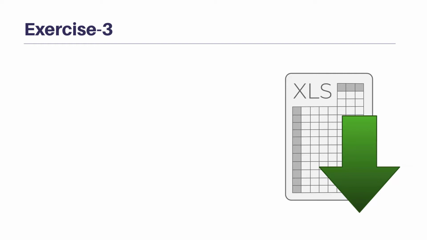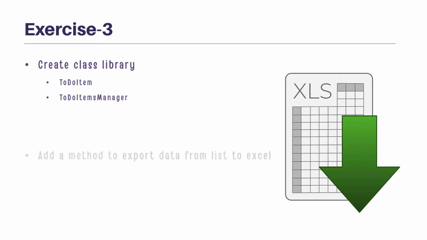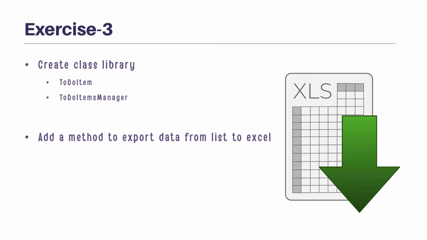Now the third assignment is interesting. We created a ToDo application in the code along session. It has ToDo items manager. Add a new method export to Excel in that manager class. Then use a NuGet package to export the list of ToDo items to an Excel document. And in the comment section, you can let me know which NuGet package you have used for this.